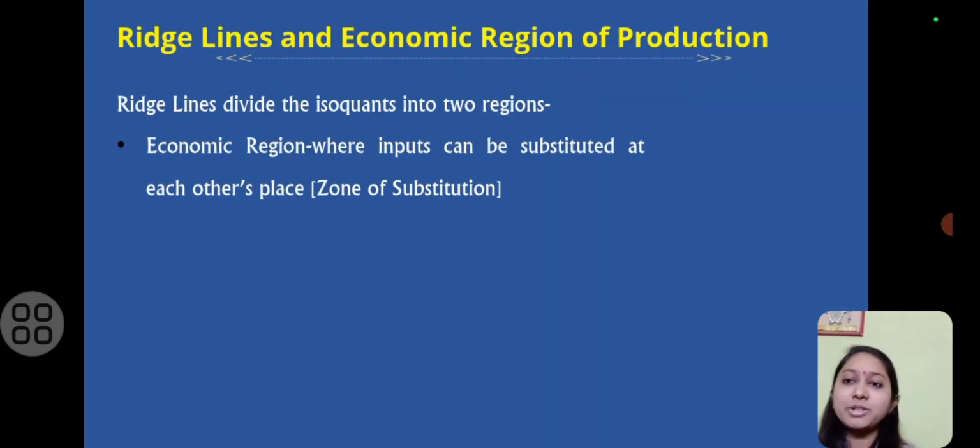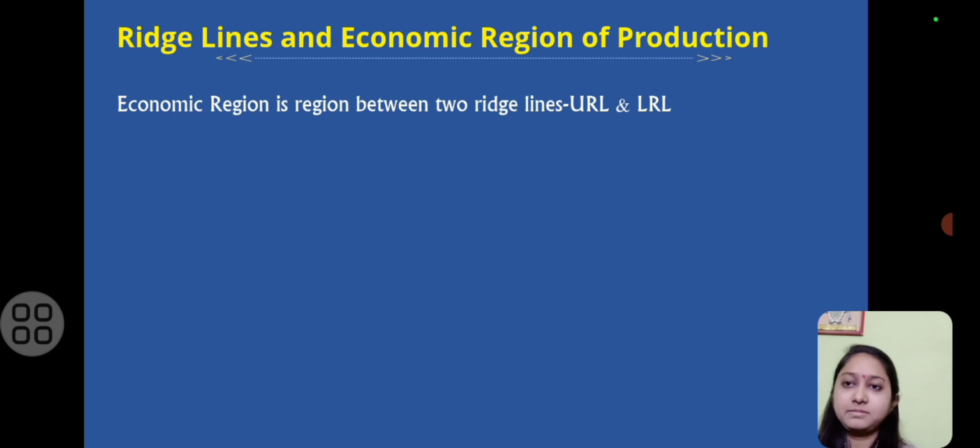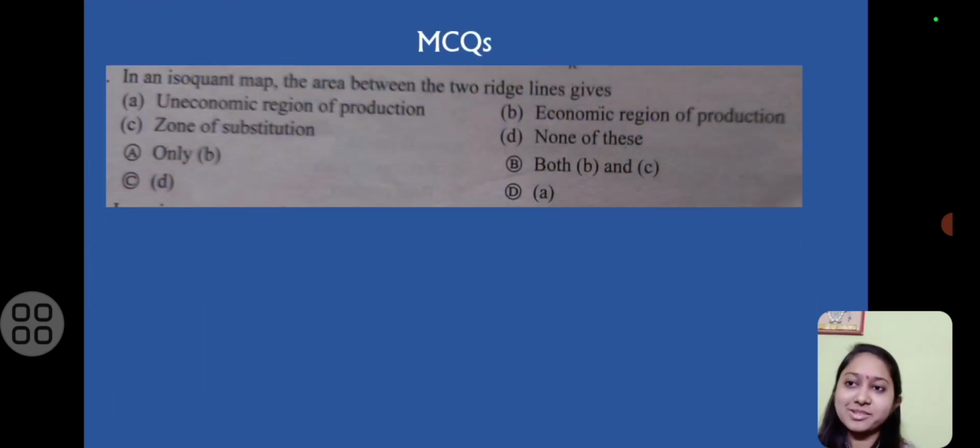Now you may go through the notes once. Having gone through the notes, let's check the MCQs.